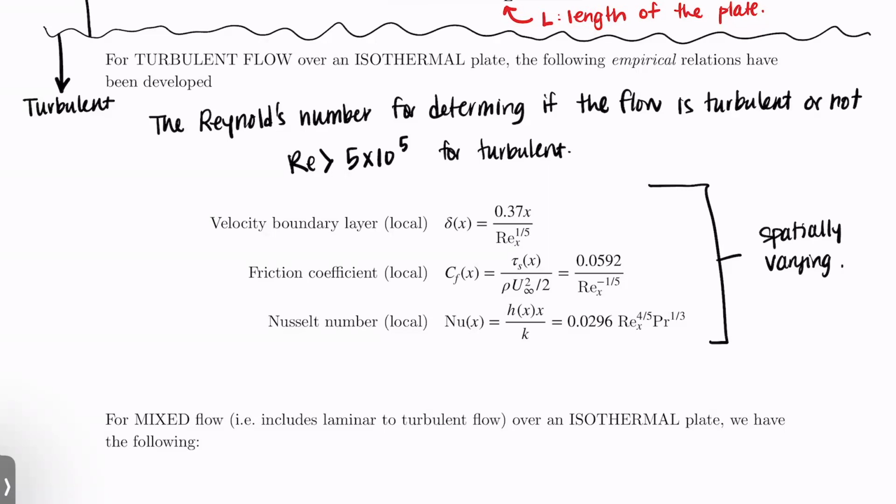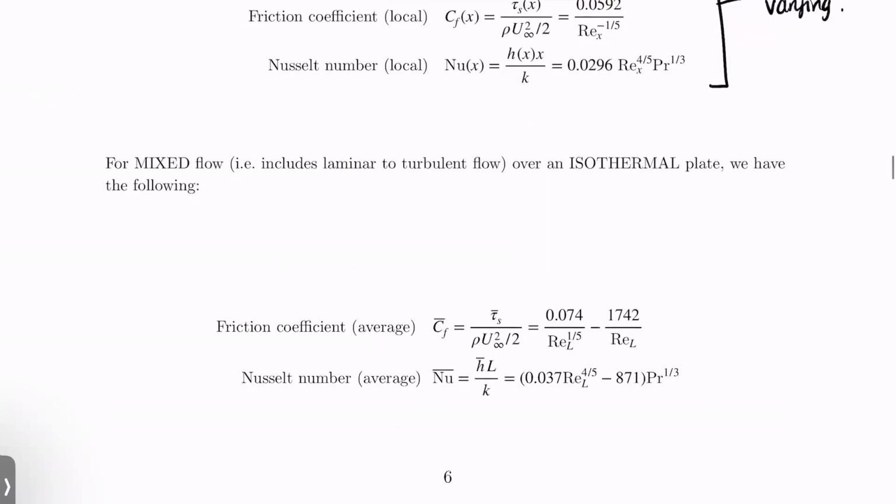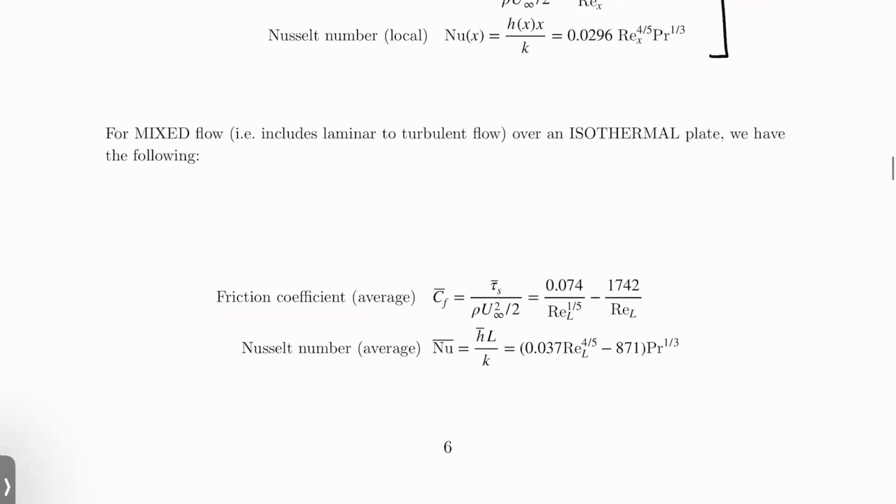This relationship here varies with respect to X. So these relationships have the laminar to turbulent transition kind of baked into their empirical correlation. It's not going to be perfect, since it's based off of experiments, but it does a decent job. I'll show you an averaged version of this equation in just a second, which will take into account everything, the laminar to mixed to turbulent.